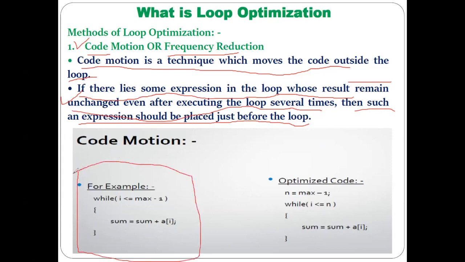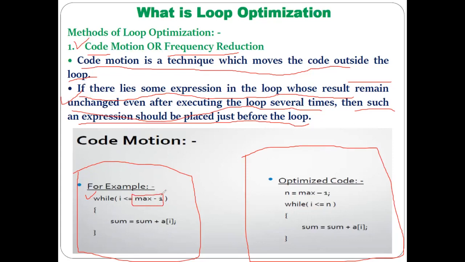This is the example before the loop code optimization, and this is after the code optimization. In this you can see: while i is less than or equal to max minus 1, in braces we have sum equals sum plus a of i. Now, which expression related to this loop, if written outside the loop, will not affect the result, and the processing can be reduced? If the processing is reduced, the execution time of the program is reduced. Now if you see this expression, max minus 1, this is a sub expression.